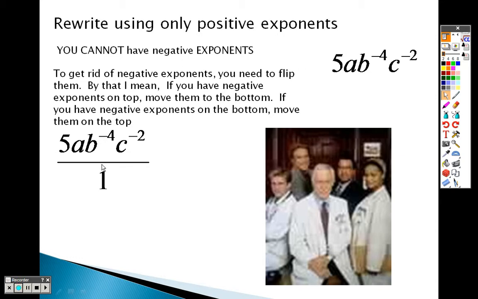So if all this is over 1, I'm going to take that b to the negative 4 and move it down. I'm going to take that c to the negative 2 and move it down. So I end up getting 5a, and on the bottom now I have b to the 4th and c squared.